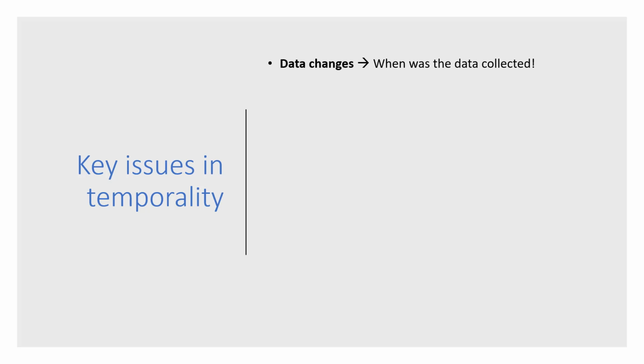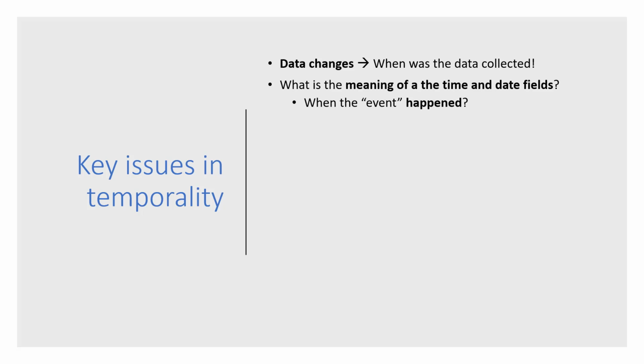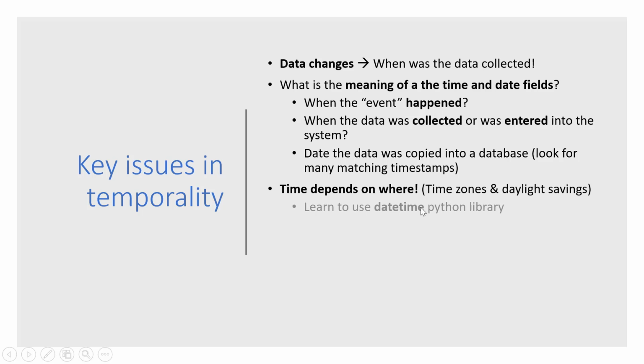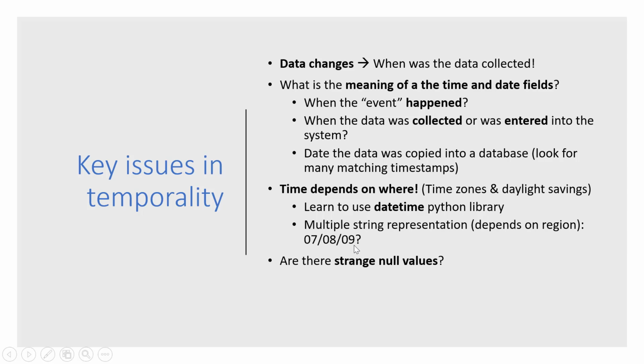Temporality: the key issues are that data changes often, and when the data was collected. What is the meaning of a time in the data fields? When did the event happen, when was the data collected or entered into the system, or when was the data copied into the database? And time depends on where. You want to look at time zones and daylight savings and other kinds of things. We should be able to use the datetime Python library to do many of these things. For example, most of the time the data is represented in this format here. We might be able to extract a lot of different things.